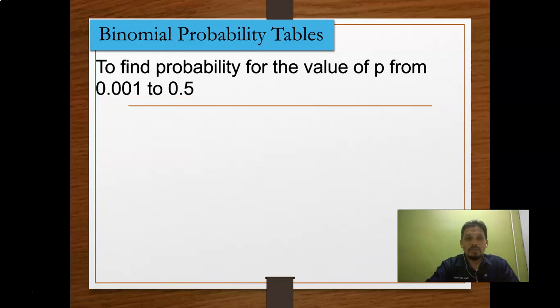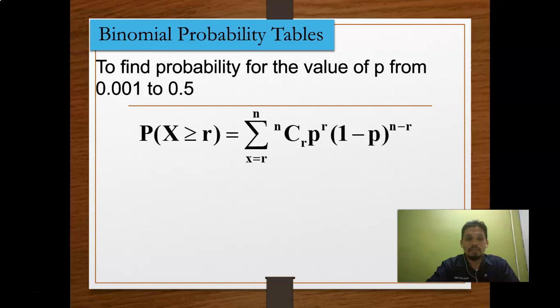So, binomial probability tables to find the probability for values of p from 0.001 to 0.5. Okay, class, please refer to these books. You can refer to these notes. The first page of this is all about the binomial.